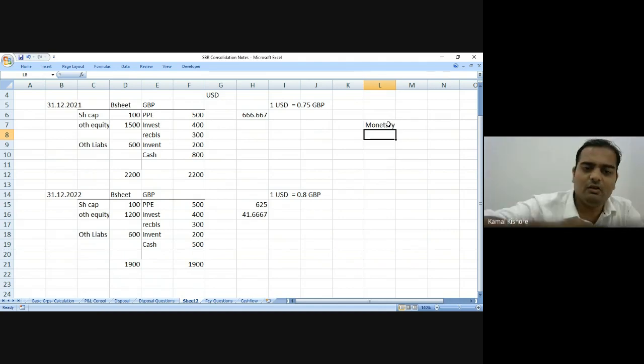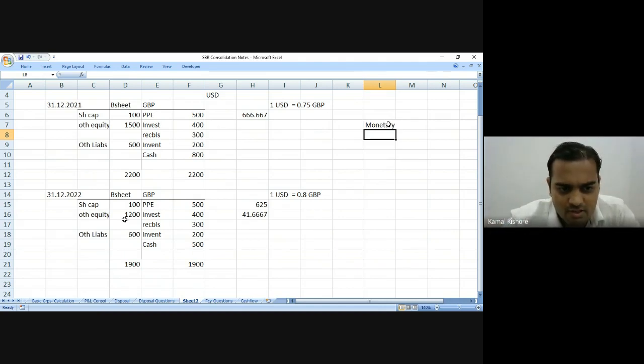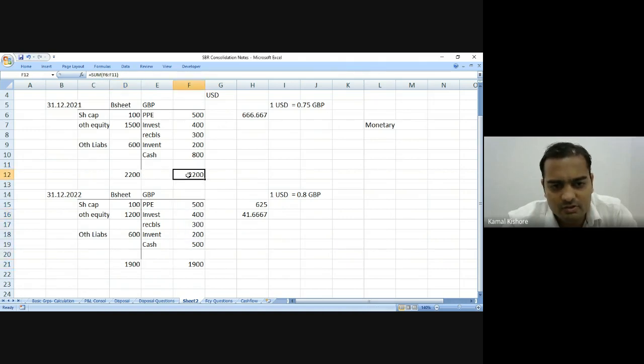So what happens? The P&L that you do is at average rate. That means this number is coming at different average rates, and these numbers are at different rates. So obviously there will be a difference. The difference is basically called foreign currency translation reserve.